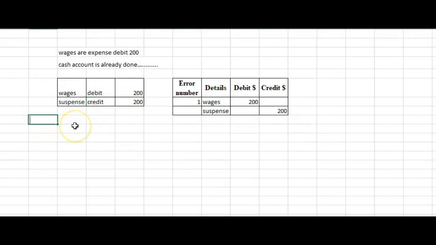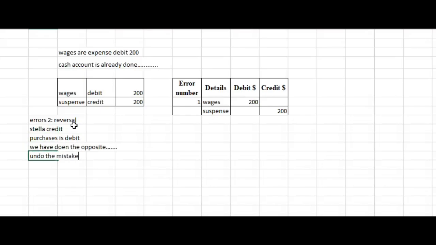The second error relates to a credit purchase of $247 from Stella. This transaction has been debited to Stella's account and credited to the purchases account. This is a reversal error because Stella is a supplier. A credit purchase should result in crediting the supplier's account and debiting the purchases account. However, Rai has recorded the exact opposite.